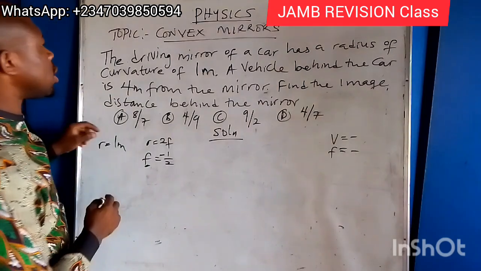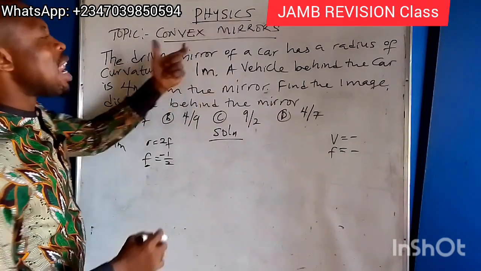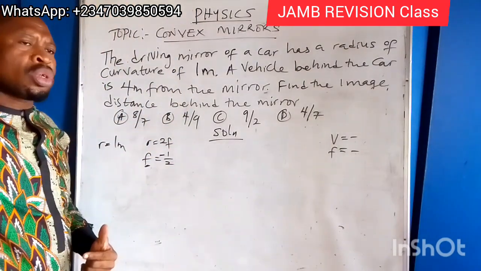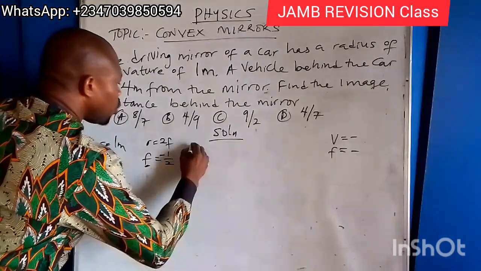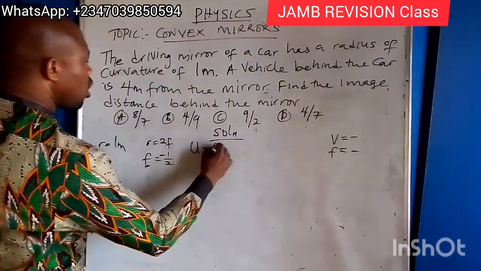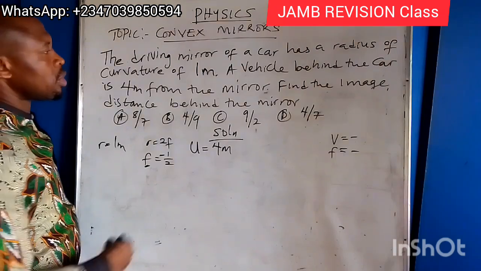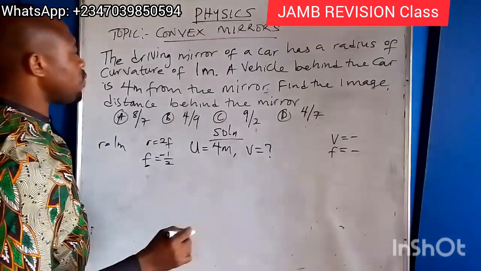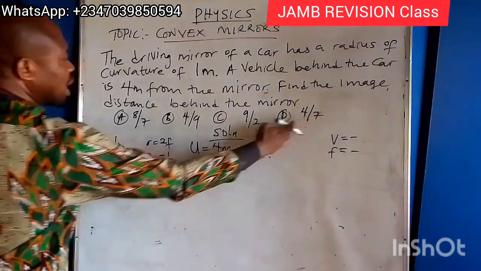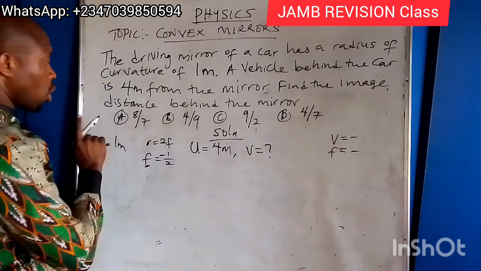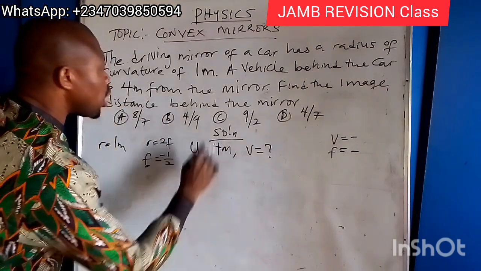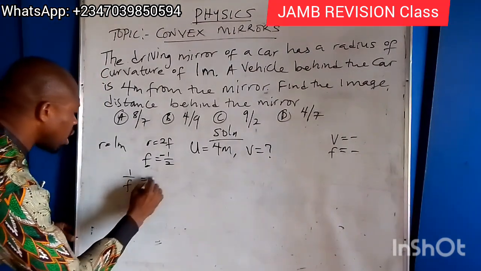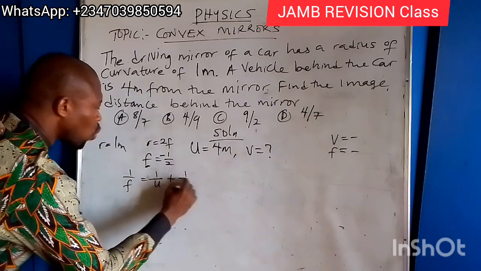The next one is, they said a vehicle behind the mirror, and of course that vehicle serves as the object. Now the object distance is 4 meters. Find the image distance. Image distance is what we are looking for. Now at the end of the day, we must get one of these options, and one is correct, the others are wrong. Now the formula we apply will give us 1/f is 1/u plus 1/v.